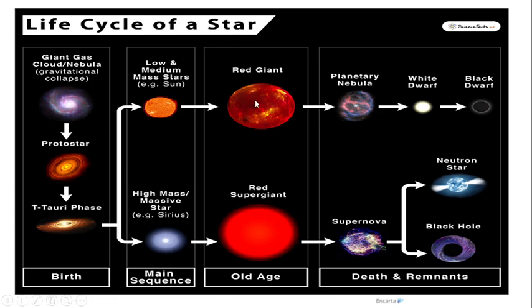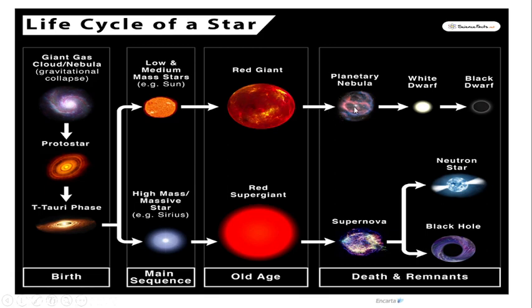Now the old age stage. After most of the gases, or most of the fuel needed for the nuclear fusion reaction, have been spent, the sun or a star will expand to become a red giant. And if it's a massive star, it becomes a red supergiant. Now, the next stage, which is the death and remnant stage.